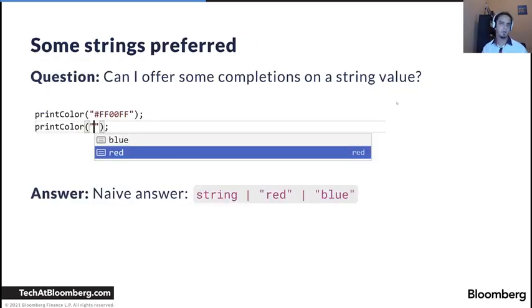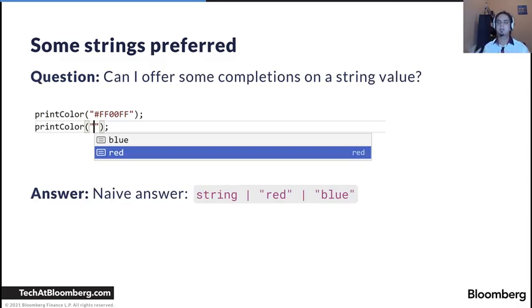Let's look at another interesting question. Let's say we have a function that takes a string parameter. But the string parameter, while it can be any string, there are certain preferred strings. While we can pass in any hex value, right, we can pass it any string, we would like to suggest red and blue for various reasons. We could of course add more colors, but it would be helpful to have a set of values that are suggested to the user when they try to call this function.